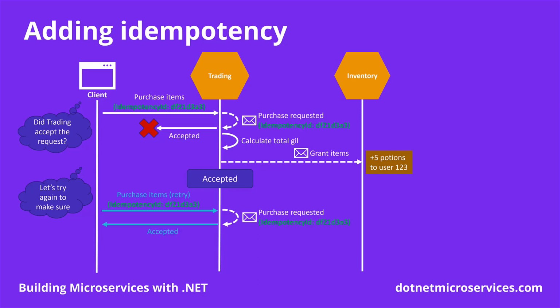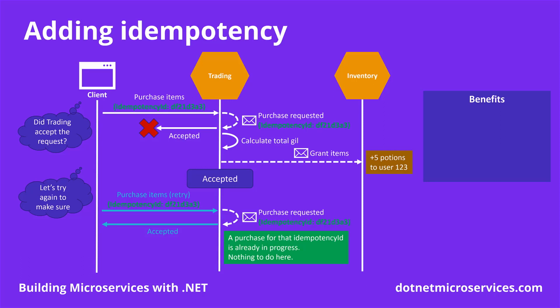Now, since trading has also been keeping track of the idempotency ID, it notices that it already has a state machine instance for that purchase and that it is already in the accepted state. So there's no need to start a new purchase and the duplication is avoided.